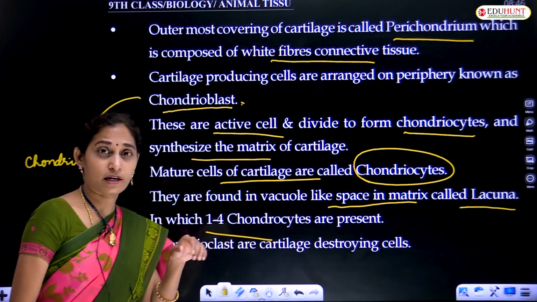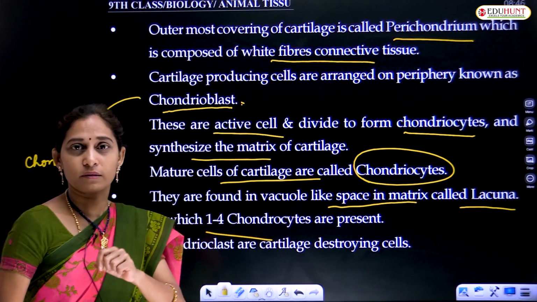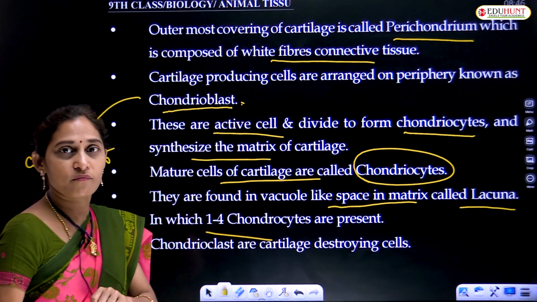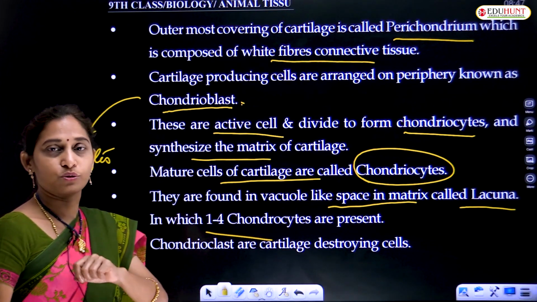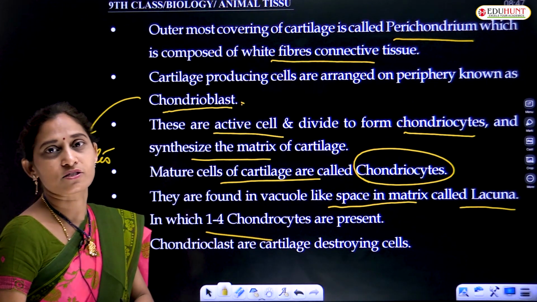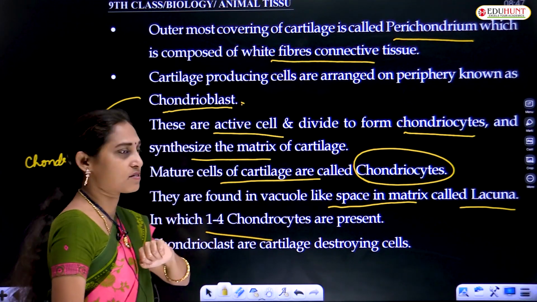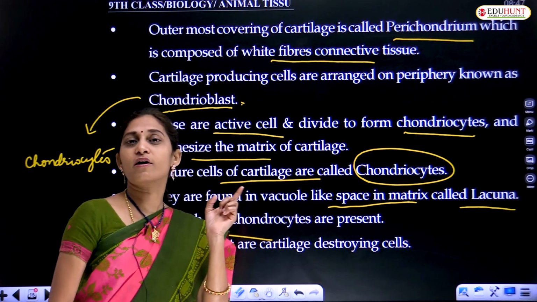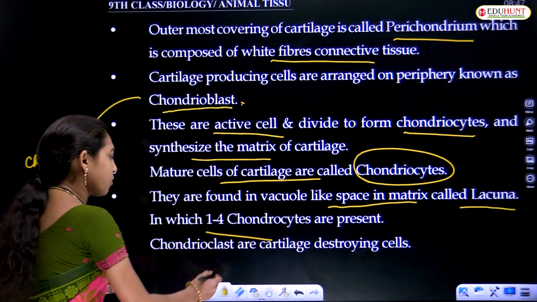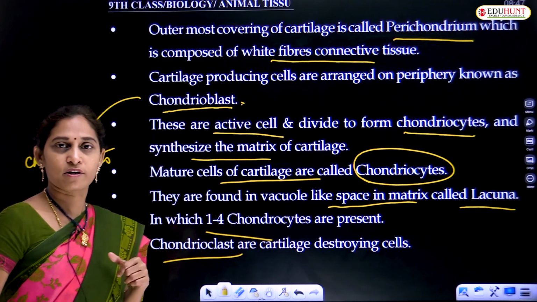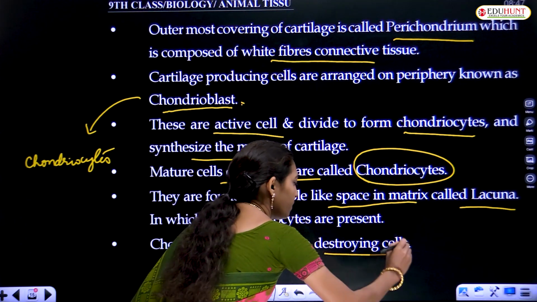And the chondrioclast. What is chondrioblast? That produce the chondriocyte, the cell of the skeletal cartilaginous tissue. The cells of the cartilaginous tissues are chondriocytes, which are produced by the chondrioblast. Chondrioblast nunchi chondriocyte ochindi. This must be remembered. And chondrioclast. What is chondrioclast? This is a destroying cell.